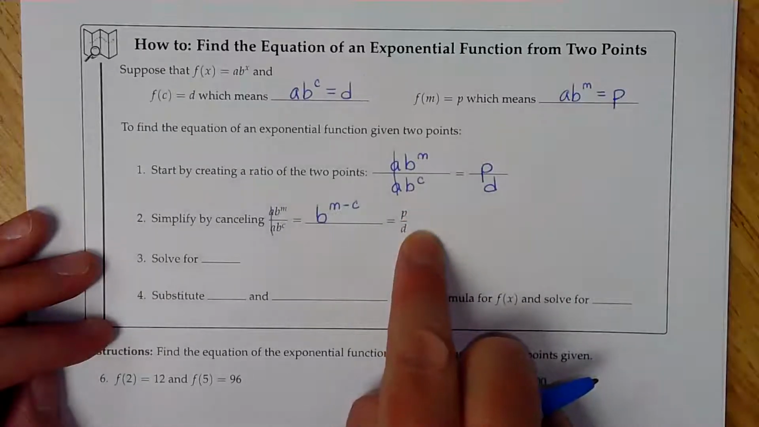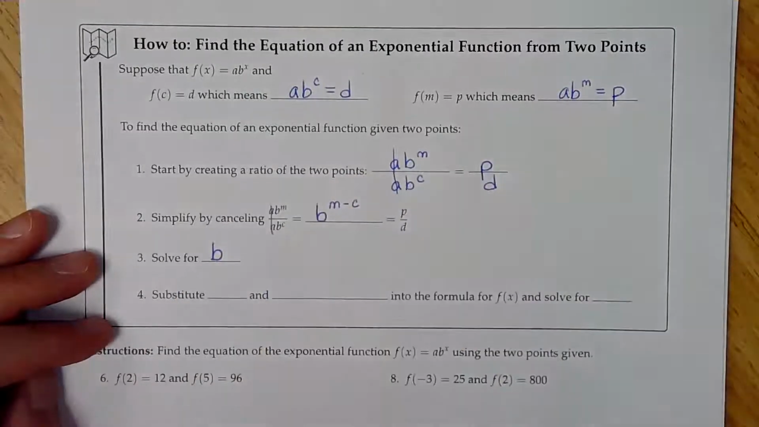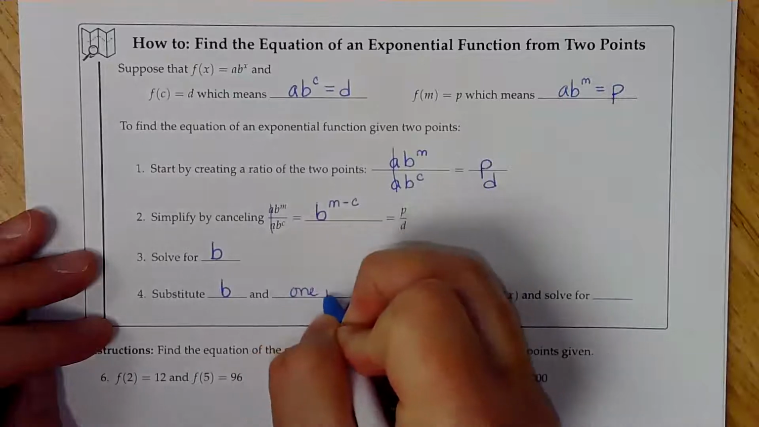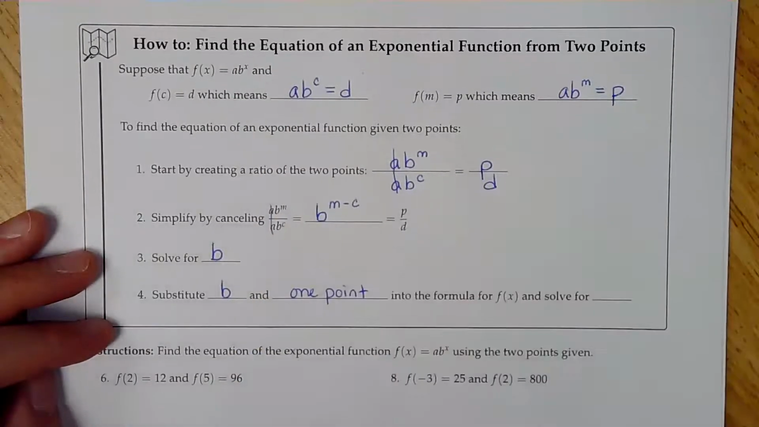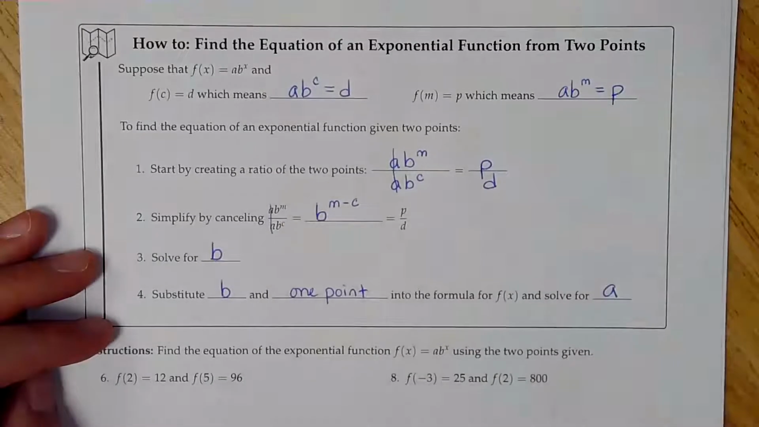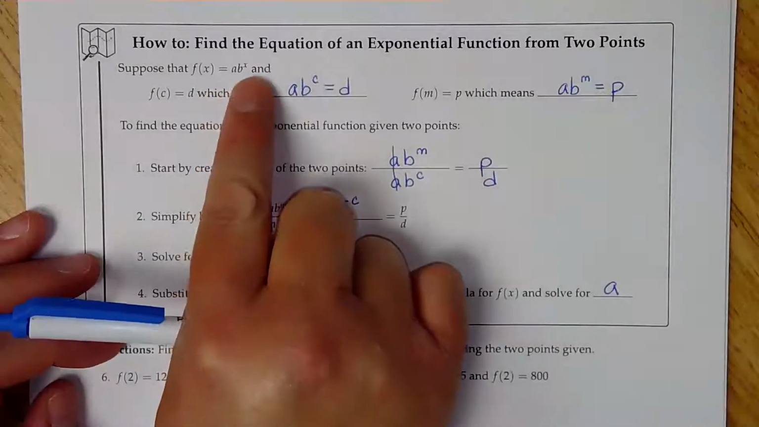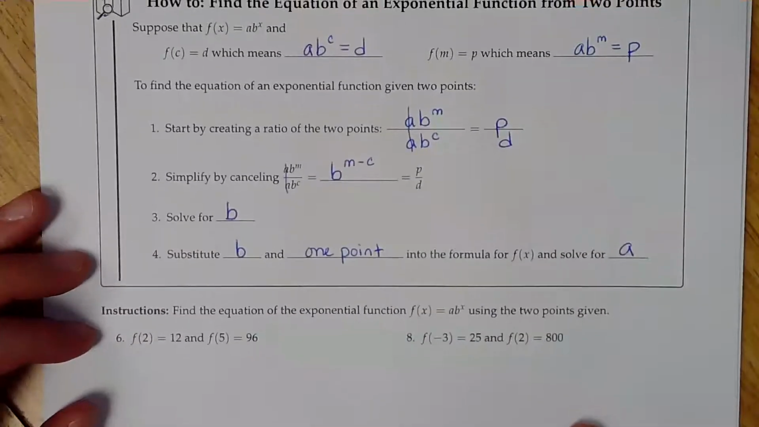Okay, and once I've done that, then I can solve for b. And what I'll do then is substitute b and one of the points, so one of these two up here, into the formula for f of x and solve for a. And then I can just put all of that together because I'll have a and b, so I can write y is equal to ab to the x with what a and b are. So let's give this a try with number 6.